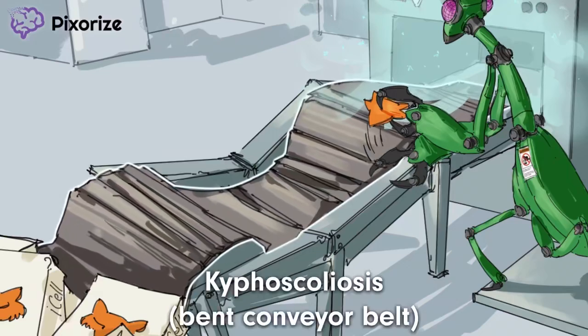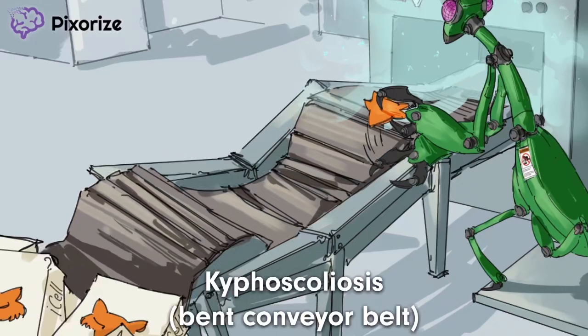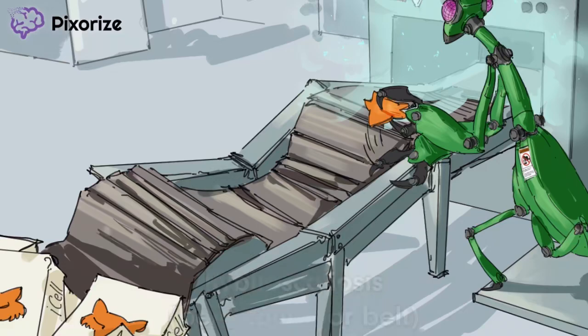Even this conveyor belt is bent and twisted now. This twisted conveyor belt is here to help you remember that patients with eye cell disease may present with kyphoscoliosis, or abnormal curvature of the spine. Because that conveyor belt kind of looks like a spine, right?